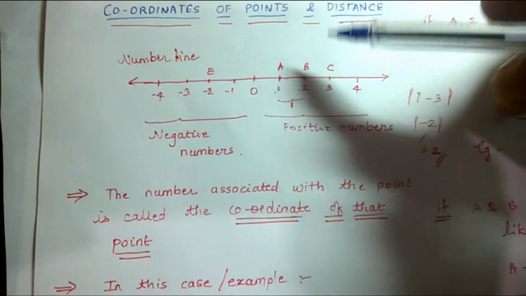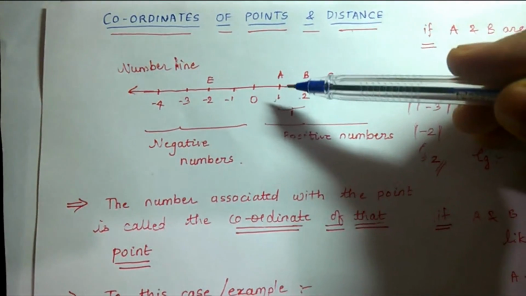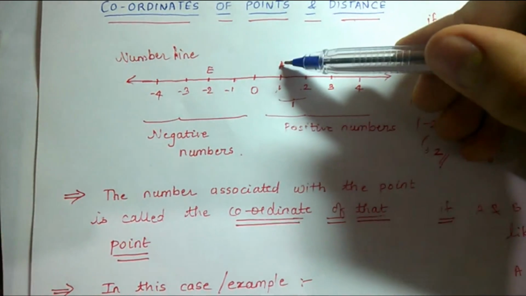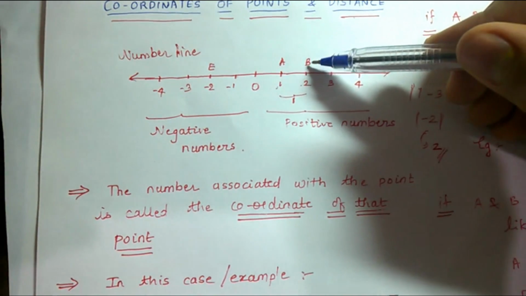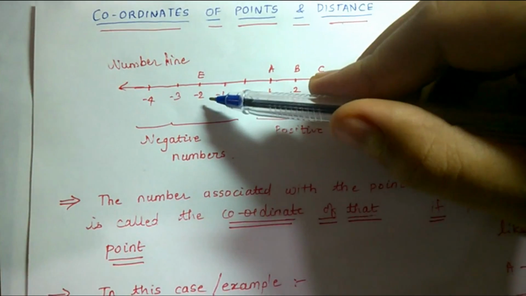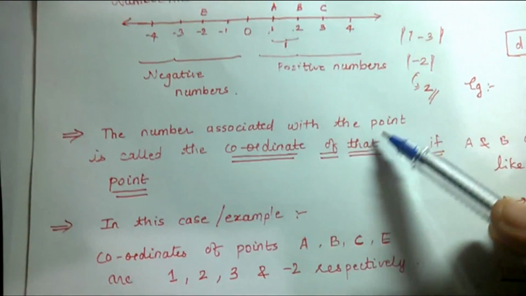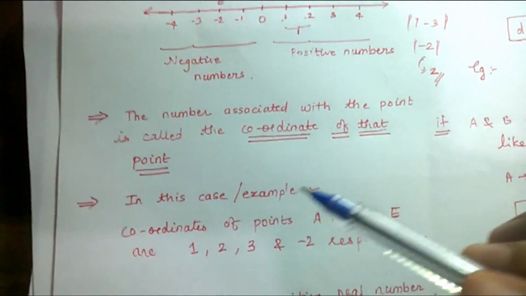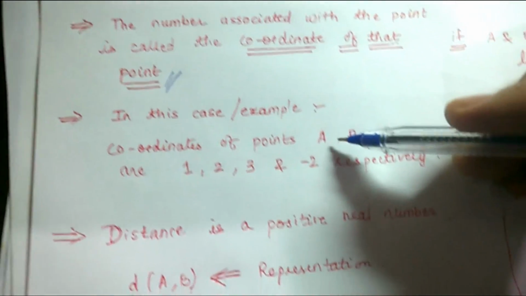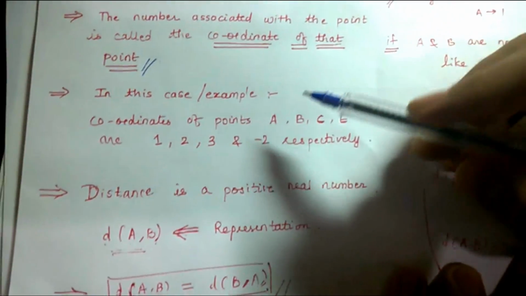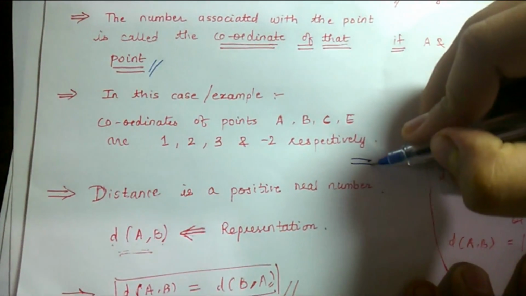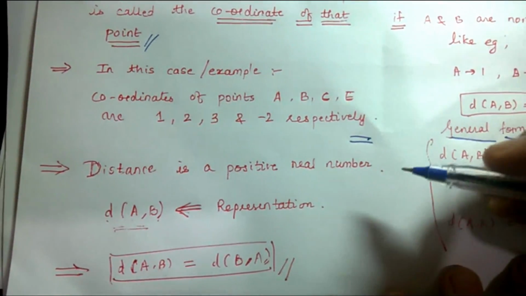So what are coordinates? Coordinates of points are the numbers associated with the point. The number associated with point a is 1, for b it is 2, for c it is 3, and for e it is -2. So the number associated with the point is called the coordinate of that point. In this example, the coordinates of points a, b, c and e are 1, 2, 3, -2 respectively. So this was about the coordinates of the point, and the next is distance.